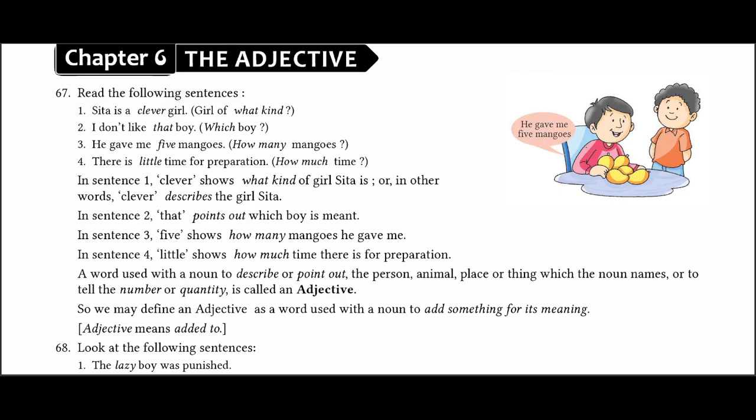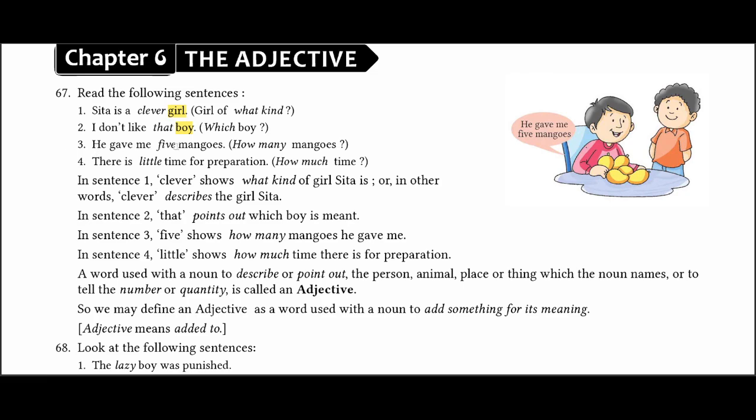I want to draw your attention toward these sentences. Let's read these sentences. Sita is a clever girl. Now, look at this word, girl. This word denotes a person, so it is a noun. Now, read the second sentence. I don't like that boy. Boy denotes a person, so it's a noun.